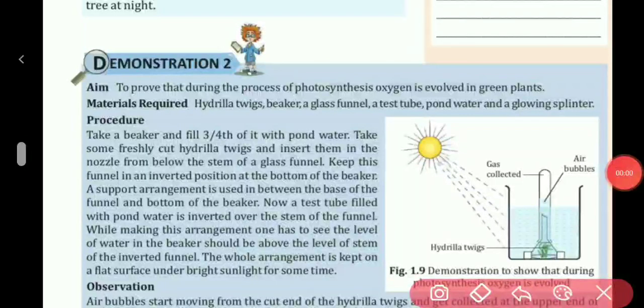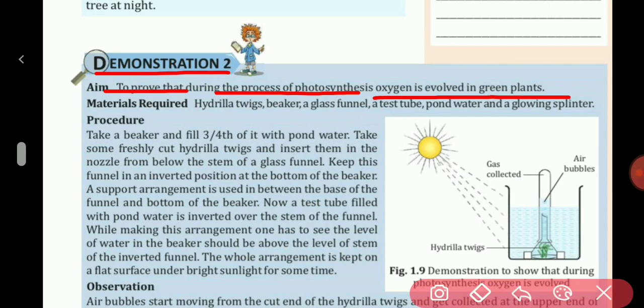Now here is an activity given. Aim: to prove that during the process of photosynthesis, oxygen is evolved in green plants. Materials required: hydrilla twigs, it is a kind of plant; beaker, glass funnel, a test tube, pond water, and a glowing splinter. What is the procedure?